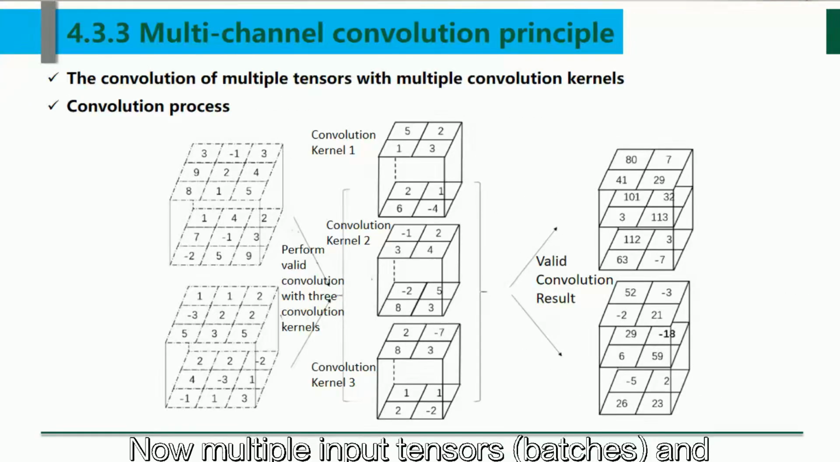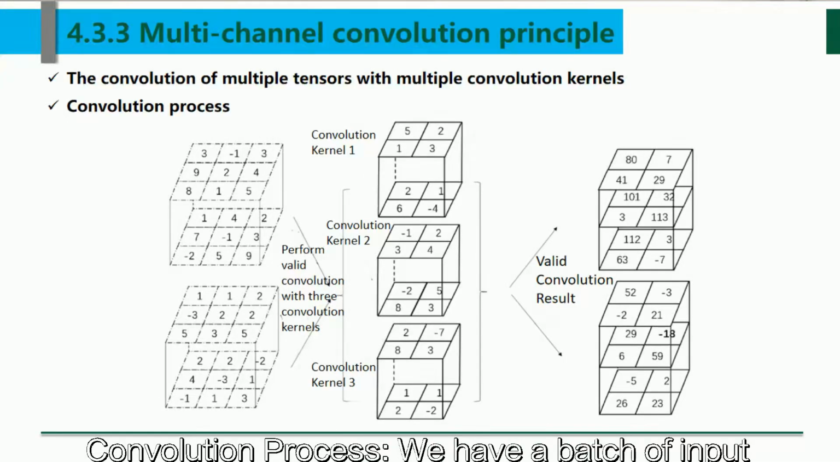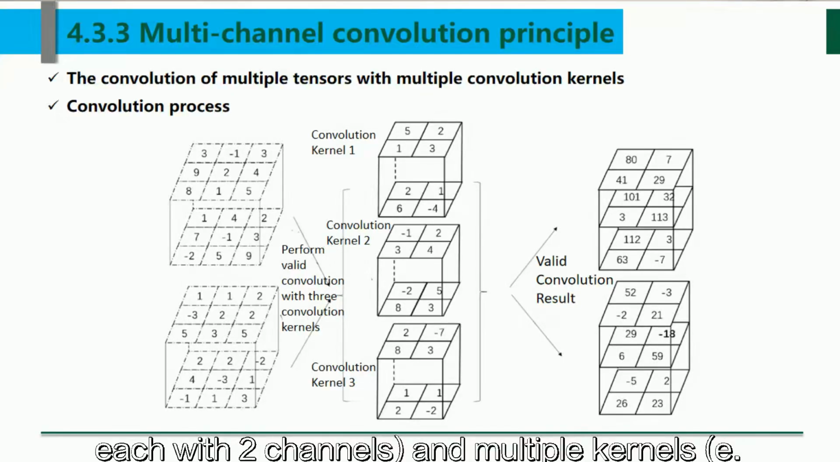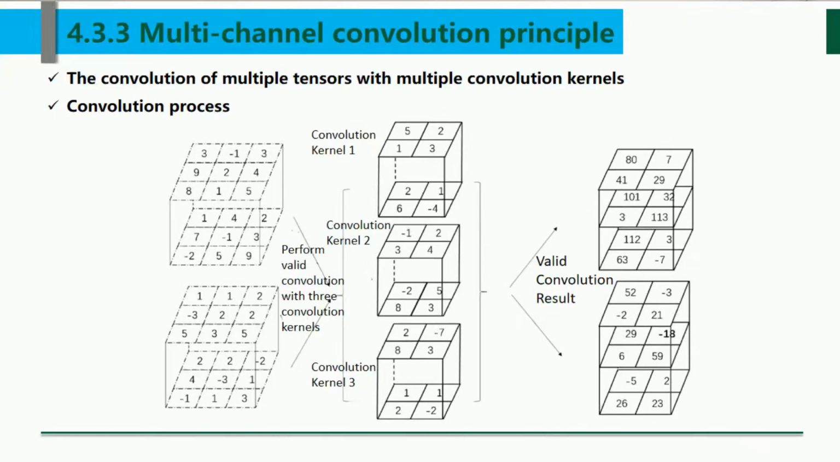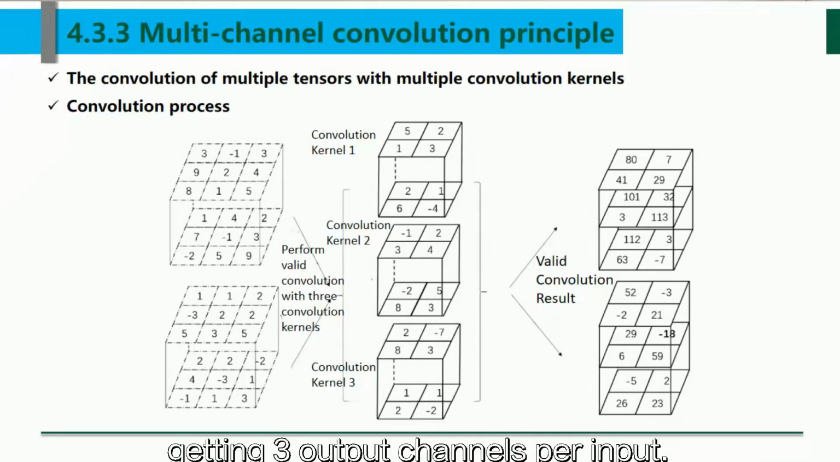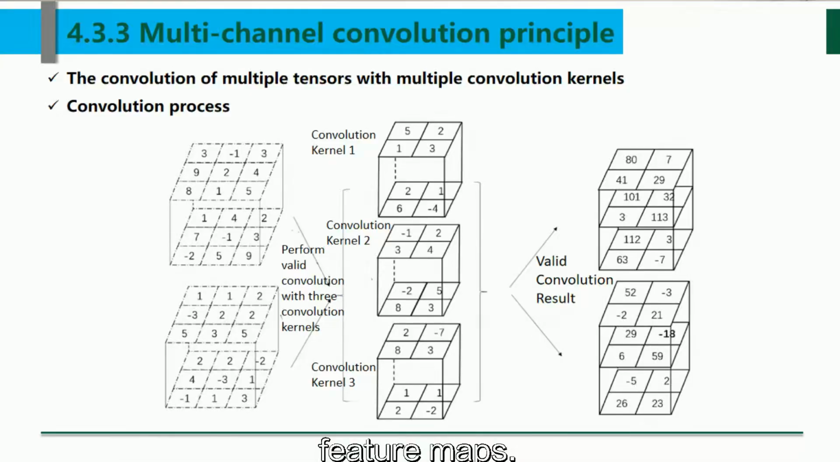Now, multiple input tensors, batches, and multiple kernels. Convolution process: we have a batch of input tensors, for example, 2 images, each with 2 channels, and multiple kernels, for example, 3. For each input tensor in the batch, we do convolution with all 3 kernels as before, getting 3 output channels per input. The final output is a batch of multi-channel feature maps.